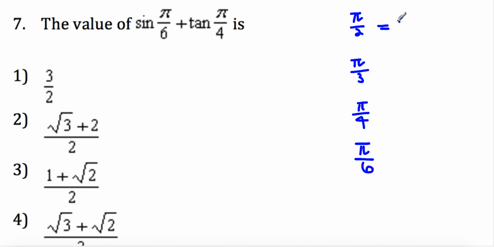Pi over 2 is in fact equal to 90 degrees. Next one is 60 degrees. Next one is 45 degrees. And this one is equal to 30 degrees. Now, there's one easy way for you to remember. Once you get used to it, these are quite easy to follow. But did you notice that if you multiply these two numbers, you will always get 180?